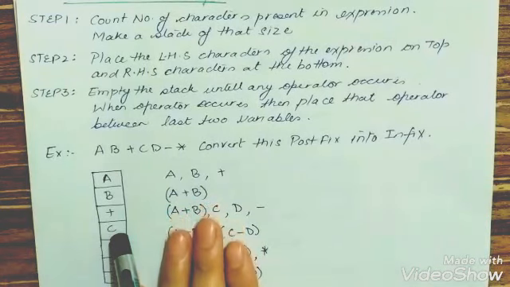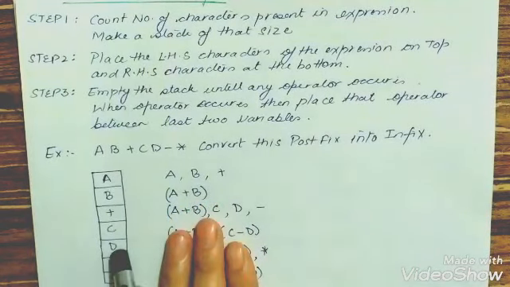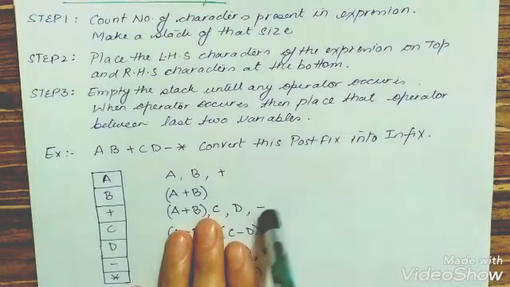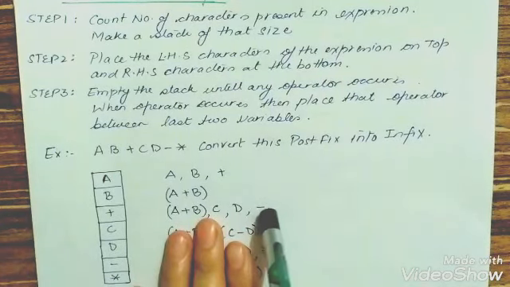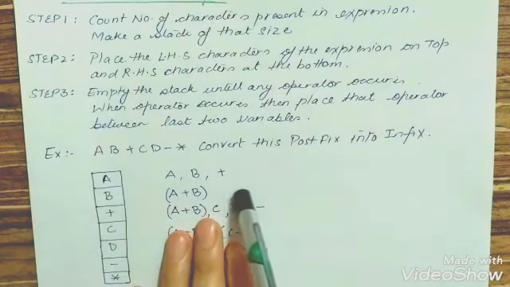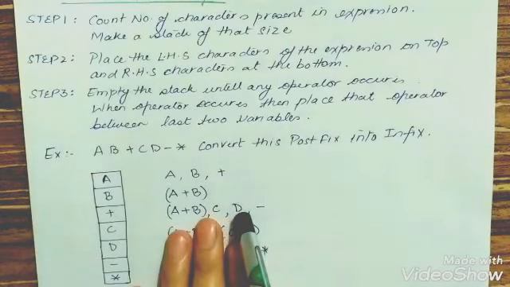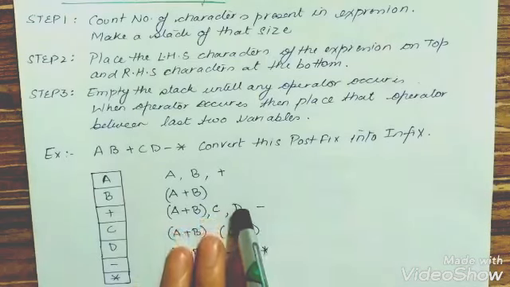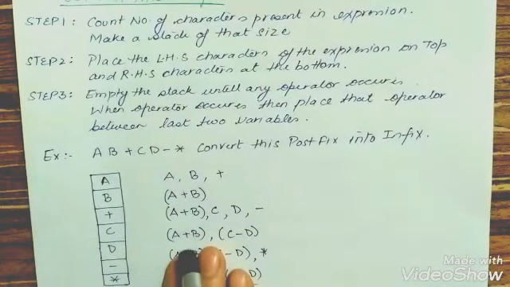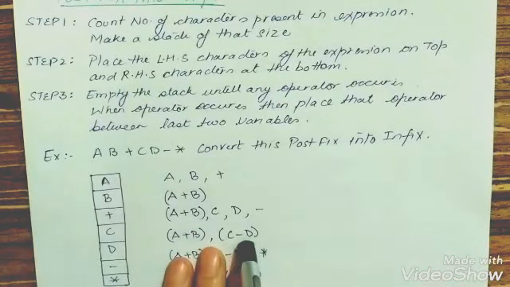So we have C, we write C, we have D, we write D, then we have minus, we write minus, and we keep on popping until we get an operator. So minus is an operator. When an operator occurs, what are we going to do? We are going to place this operator between the last 2 variables. So we had C and D. These are the last 2 variables which were occurring. So this minus will be placed in between C and D. So here you can see the expression becomes A plus B, C minus D.